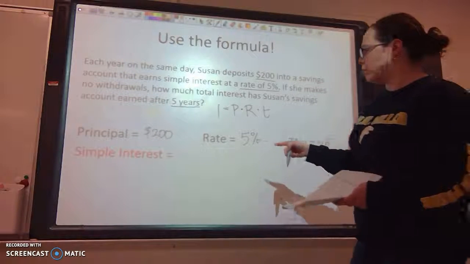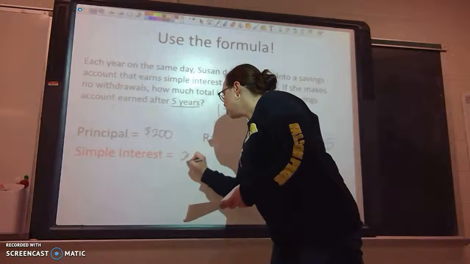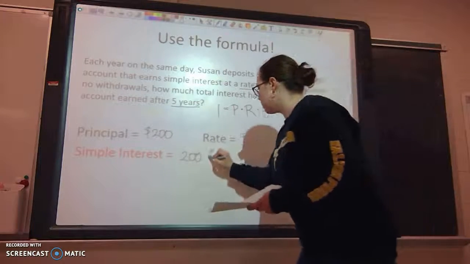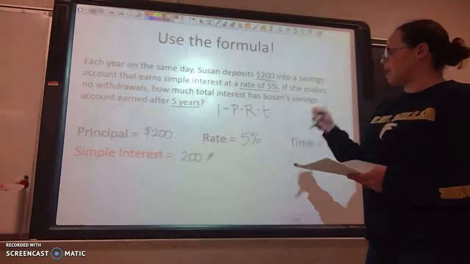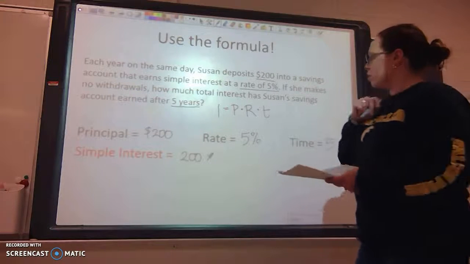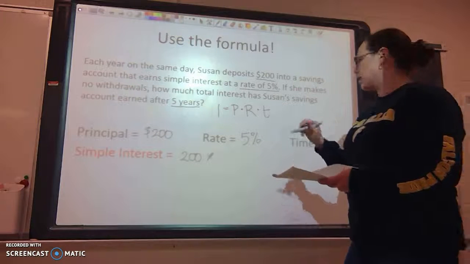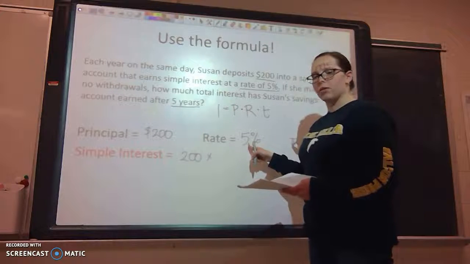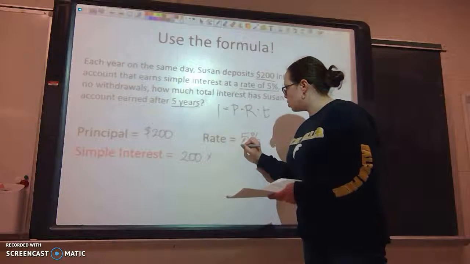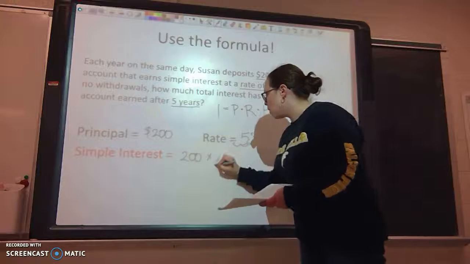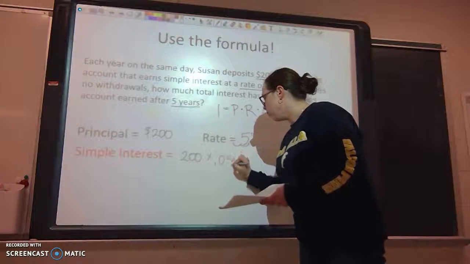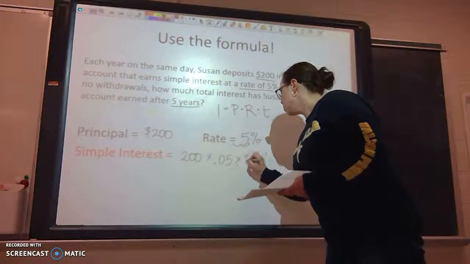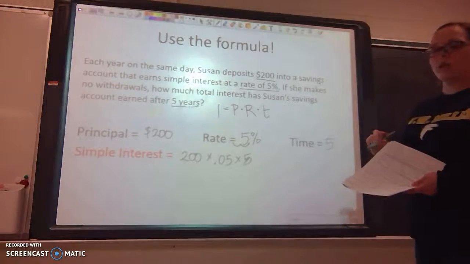To find simple interest, we're going to take our amount, $200, and multiply it times 5%. 5% is what as a decimal? To find a decimal from a percent, you take your decimal point, which is just after the 5, and move it to the left 2 places. So it's 0.05. And then we have to multiply it times the years, so times 5.